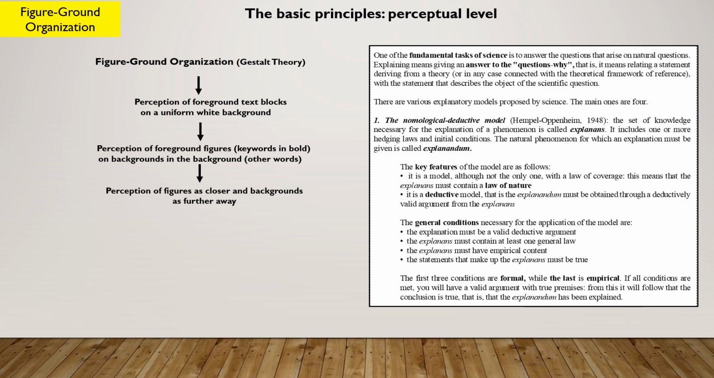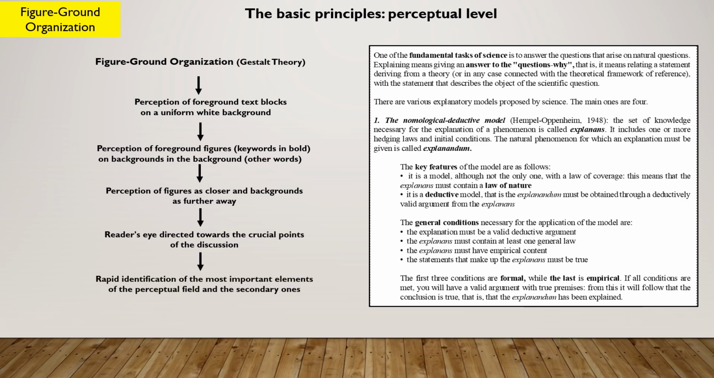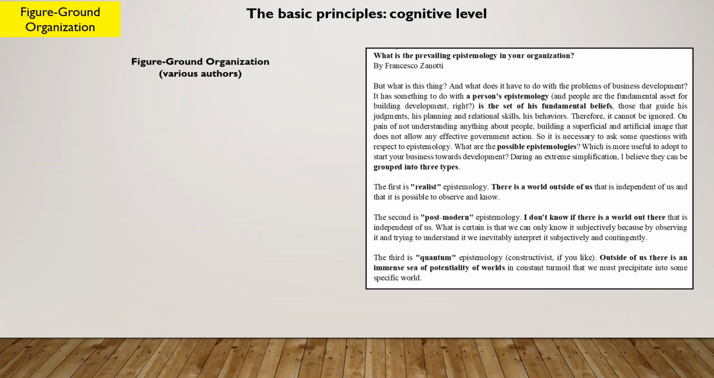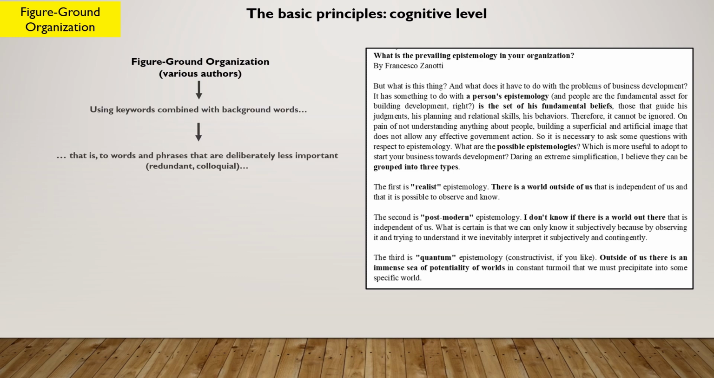Note how the text blocks and keywords are perceived as closer than the white background, and the other words appear further away. The fact is that all these precautions succeed in guiding the reader's eye towards the crucial points of the discussion. As a result, there is a rapid identification of both the most important elements of the perceptual field and the secondary ones. In addition to the aspects related to ocular perception that we have just examined, it is possible to identify a second level of analysis of the figure-ground organization principle that has been studied by various authors over the years. The cognitive level.